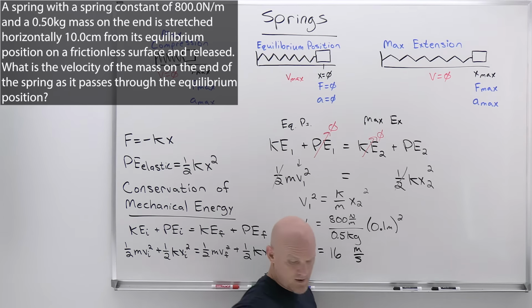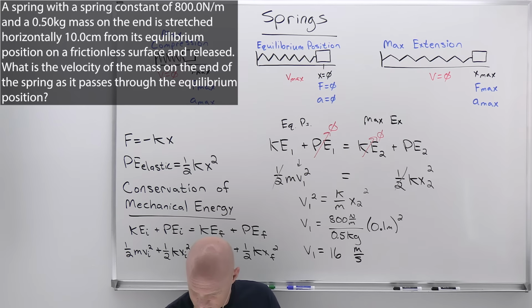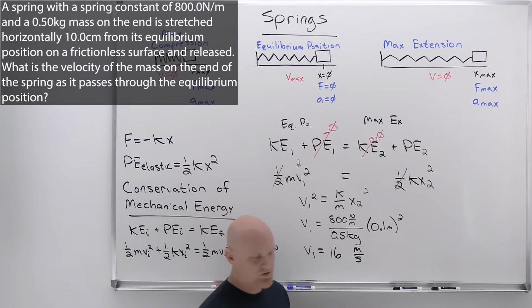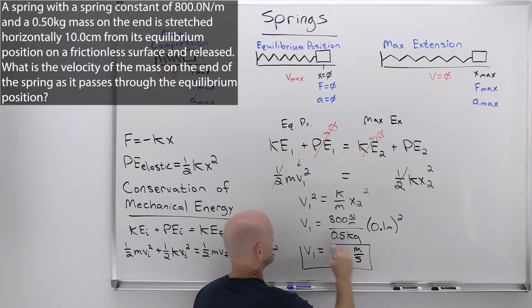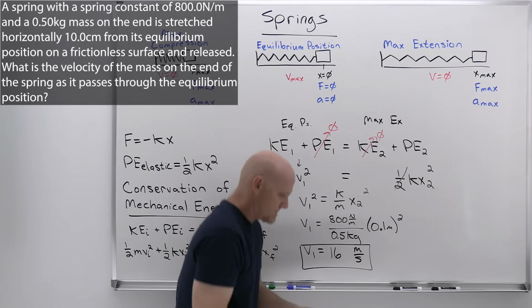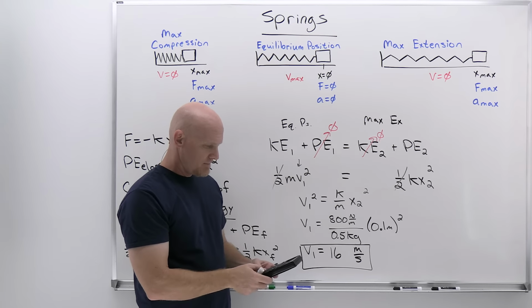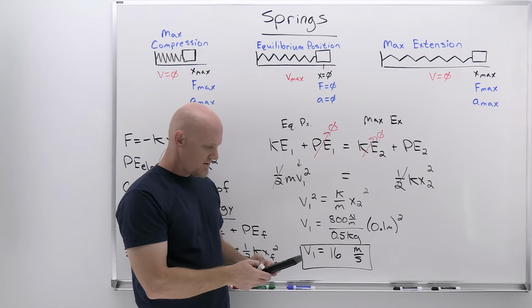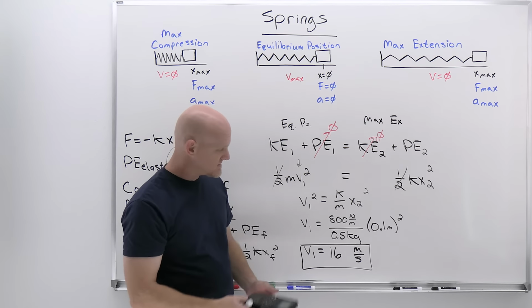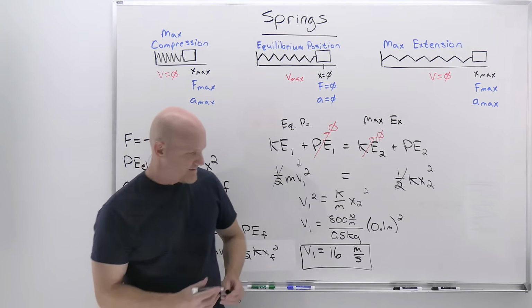If we look back at the problem, we're going to be limited by the 0.50 kilograms to get 2 sig figs. There should be our answer. On something like this though, I highly recommend you let your calculator confirm this for you. So 800 divided by 0.5 times 0.1 squared, and it is indeed 16 meters per second.